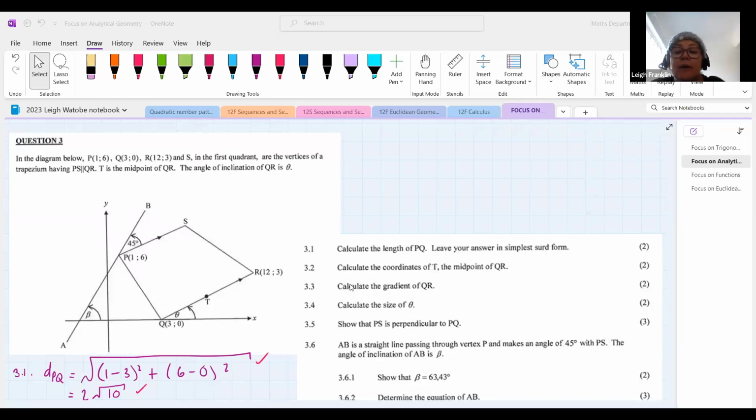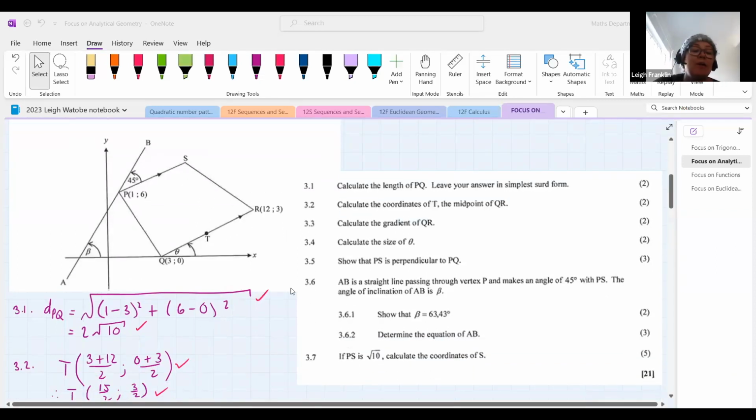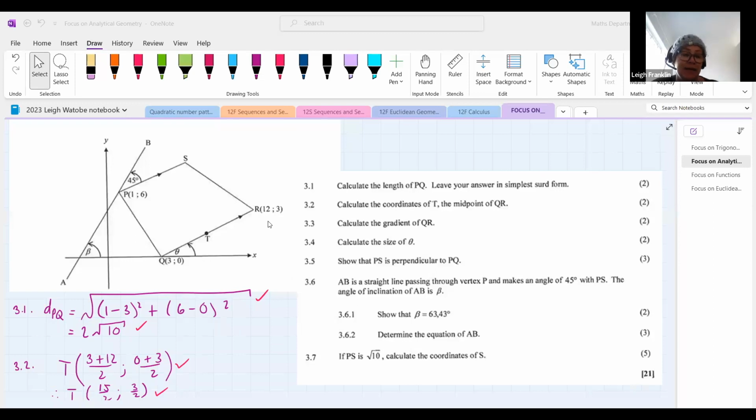All right. What was the next thing that they wanted us to do? Okay, so they want us to calculate the size of theta. So when we go back and look at the diagram, we can see that the gradient of the line QR is a positive gradient. Angle theta is an acute angle. So here, calculating the angle of inclination really is quite simple.